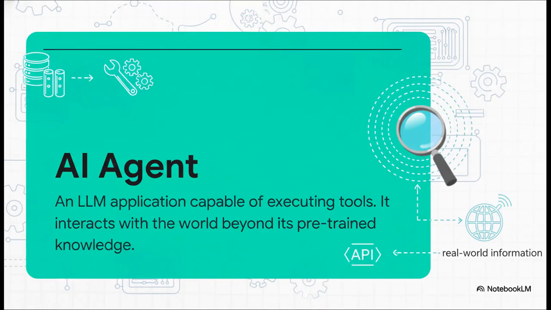Okay, so this is the absolute key definition. At its heart, an AI agent is just an LLM application that can execute tools. That's it. That's the secret sauce. The ability to call a function, ping an API, or run a database query is what separates an agent from a simple chatbot. It's what lets it break free from its training data and play with live, real-world information. You know, it's the difference between asking a dusty encyclopedia question and asking a research assistant to go find you the latest answer from anywhere on the internet.